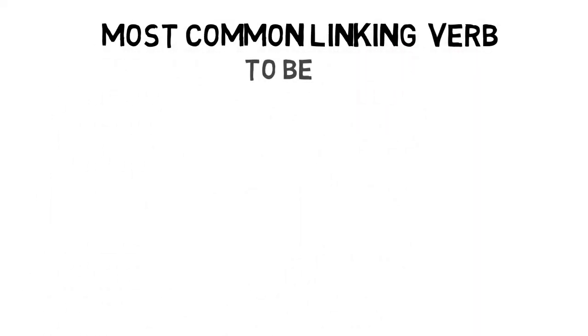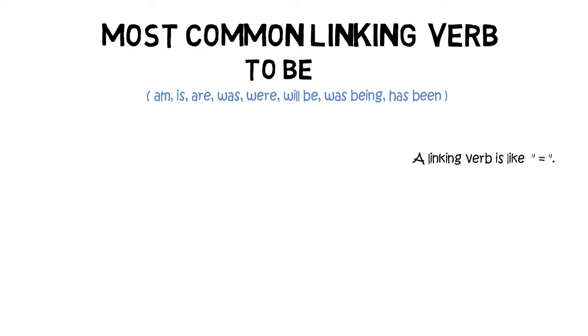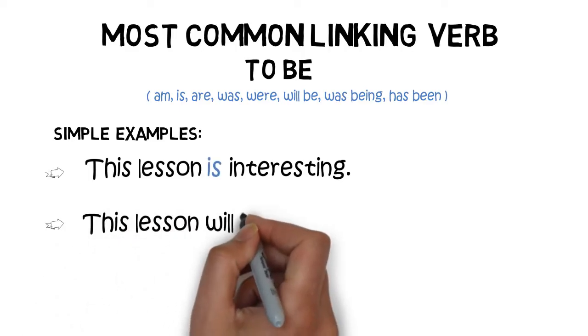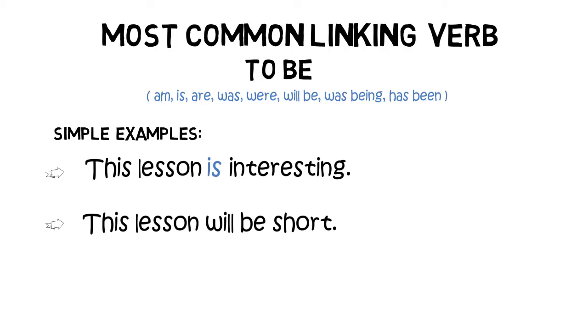The most common linking verb is the verb to be, which you'll see in its different forms, of course, like am, is, are, was, etc. The linking verb is a bit like an equal sign. Let's look at some examples. This lesson is interesting. So that's the verb to be, and it's like an equal sign. This lesson equals interesting. This lesson will be short. Again, a bit like an equal sign. This lesson equals something short.